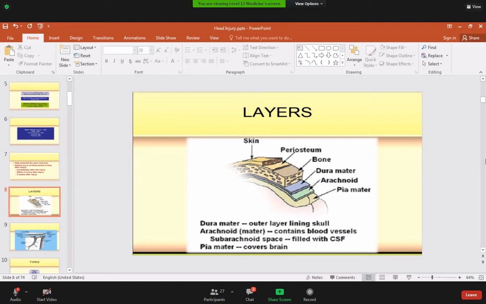What is the dura? Dura is the outermost layer that is lining the periosteum, that is lining the bone. Then there is arachnoid mater, which is between the dura and the pia mater. It contains a lot of blood vessels, and all the major veins also travel in this layer. Then we have pia mater that covers the brain. So this is the pad that covers the brain from inside out: pia, arachnoid, and the dura mater.